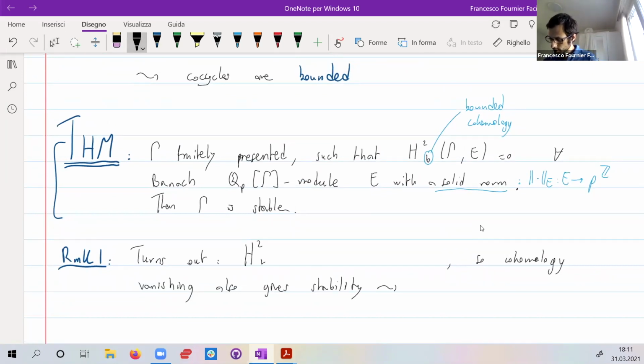However, I'm not losing much by going to bounded cohomology, because it turns out that second bounded cohomology of gamma with coefficients in E actually embeds into ordinary cohomology. So if cohomology vanishes, also bounded cohomology vanishes. So if you don't want to work with bounded cohomology, you can just work with cohomology. And if you prove a result of cohomology vanishing, this implies the bounded cohomology vanishing, which implies the theorem.